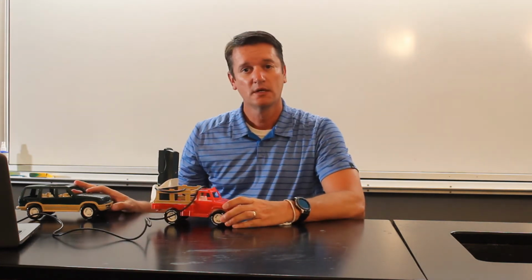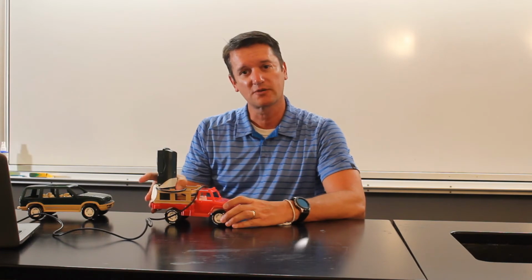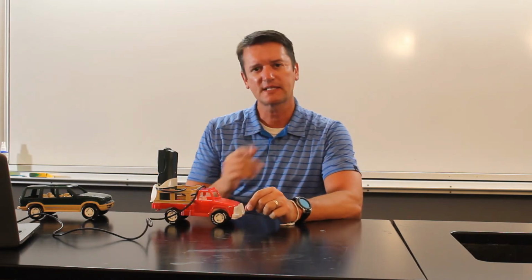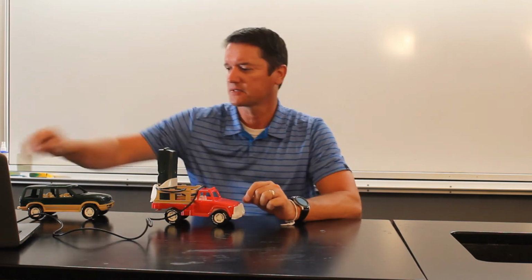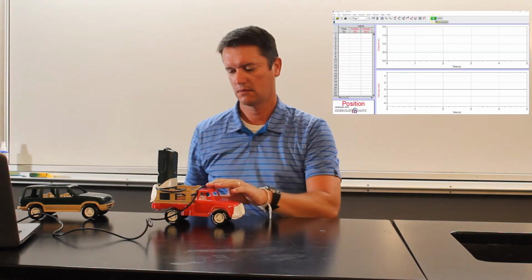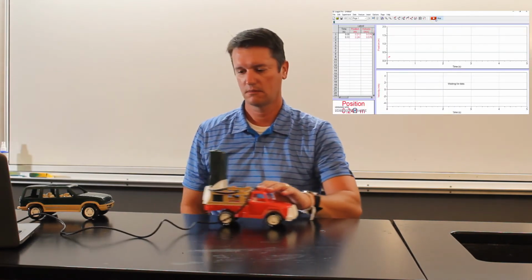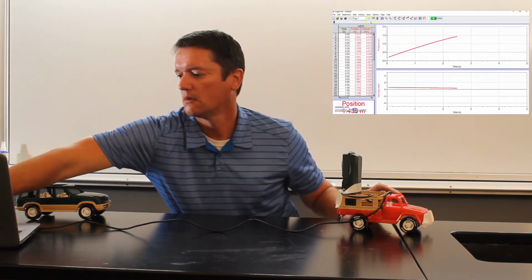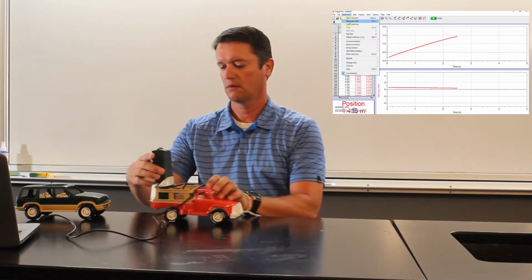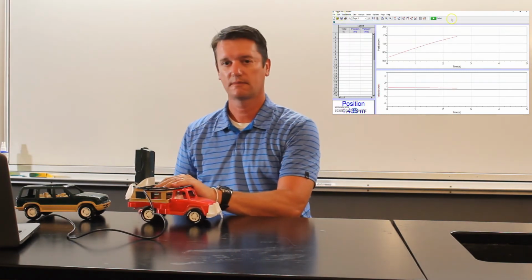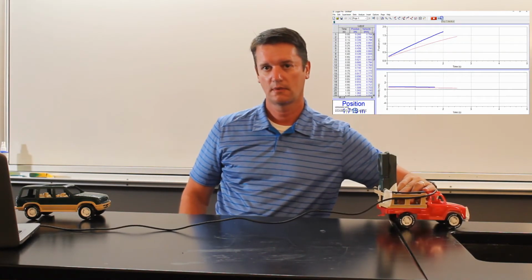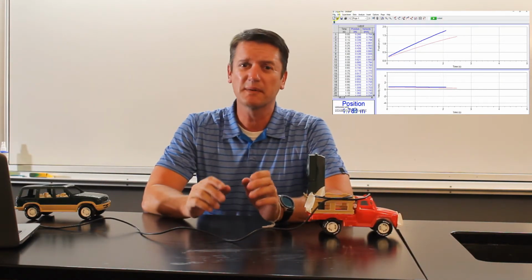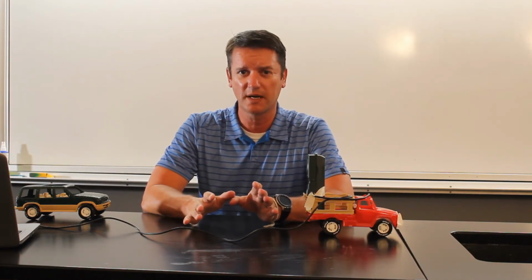Okay, so now I've moved my motion detector around. And what I'm going to do is move away from the car. And let's see how that works. Let's take some graphs. Slowly. And let's go faster. So in this case, you should be able to see what's going on in those graphs as well.